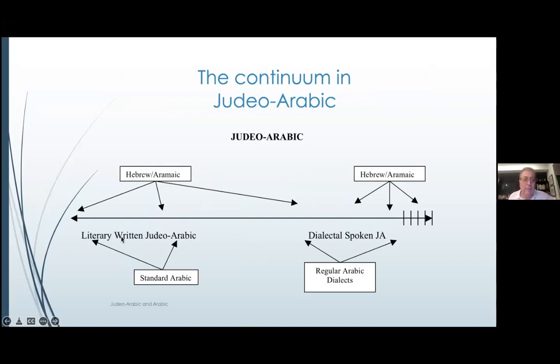You see, we have literary written Judeo-Arabic, we have the dialectal, but we also have influence from Hebrew and Aramaic, from regular Arabic dialects, and from standard Arabic. So it's really like any other language. Basically, it's a mixed language. When I say like any other language, people ask me why. I say, well, you know, English is a mixed language as well. When you go to a restaurant, you don't think that the word restaurant is not from English, but it doesn't come from English. It comes from French to English. So English is also a mixed language. That's normal to have mixed languages. Nothing wrong with that. All languages in the world are mixed, even Esperanto.